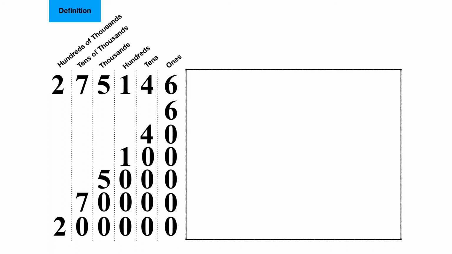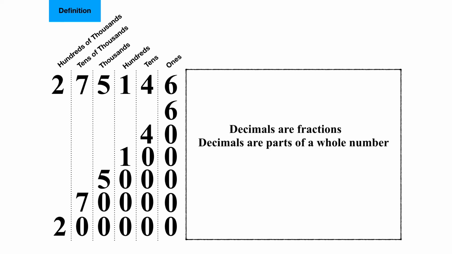Now, it's very important to remember the following about decimal place values. We need to remember that decimals are like fractions. They are parts of a whole number. They are not one. They are smaller than one, but they are still larger than 0.